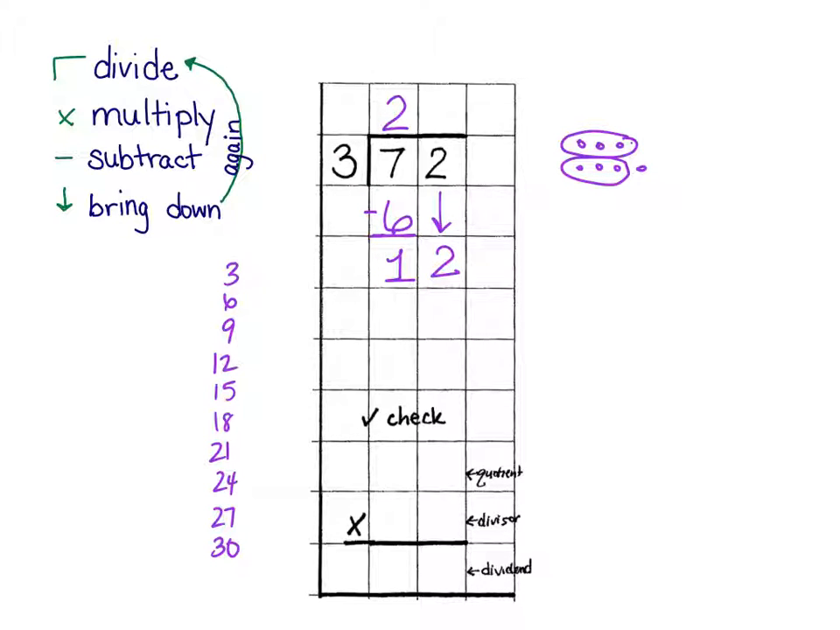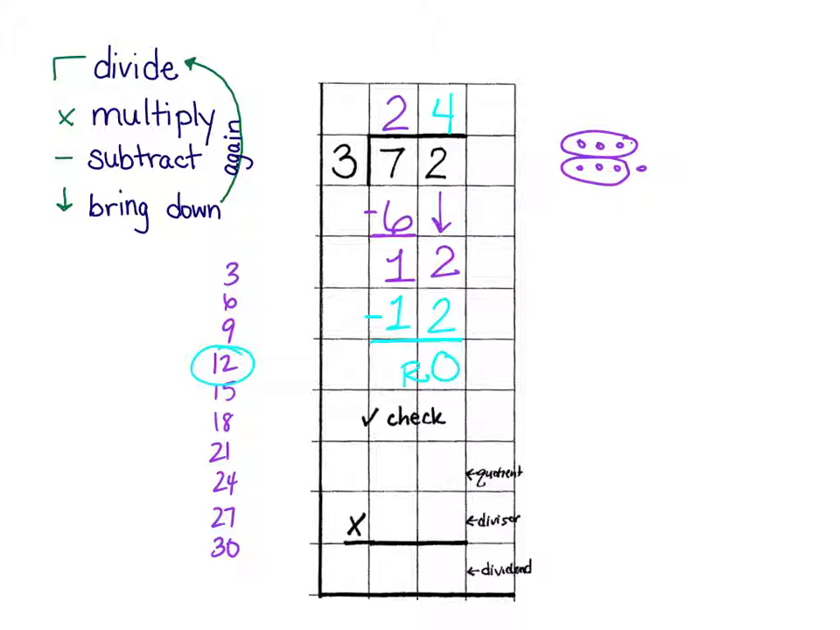How many groups of 3 are there in 12? 1, 2, 3, 4. Here's 12. There are 4 groups of 3 in 12. So 4 goes up here. Make sure that we finish out the problem. So multiply. 4 times 3 is 12. Then we subtract. 12 minus 12 is 0. So we have a remainder of 0.